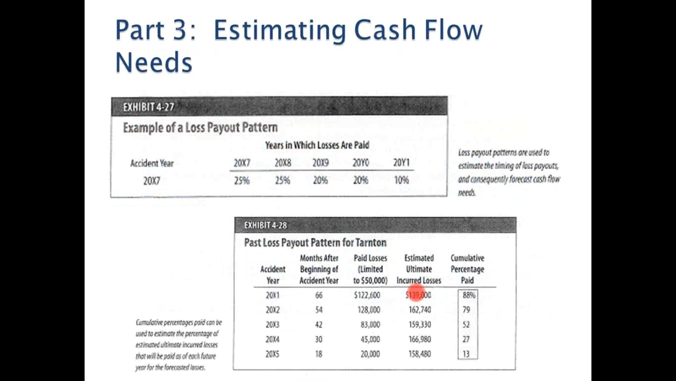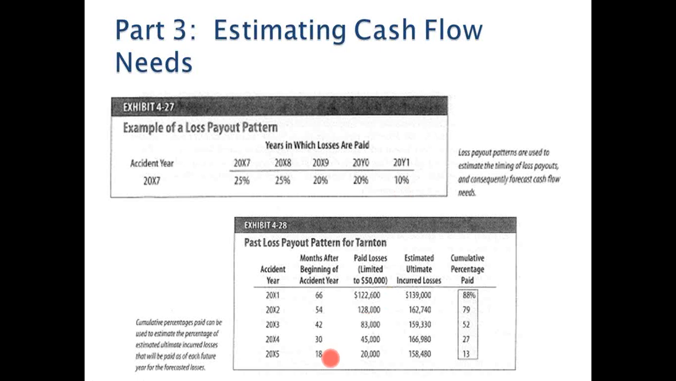So why do we care about this? Part of this is we have to be concerned about our confidence levels, and that's the loss payout patterns. For this type of payout pattern, it's most likely not a work comp claim, but they're essentially saying in the first year you're going to pay 25% of the claim, then the next year 25%, then 20%, 20%, and then usually by 5 years you've pretty much paid it all off. So you're only paying 10% in your last year.